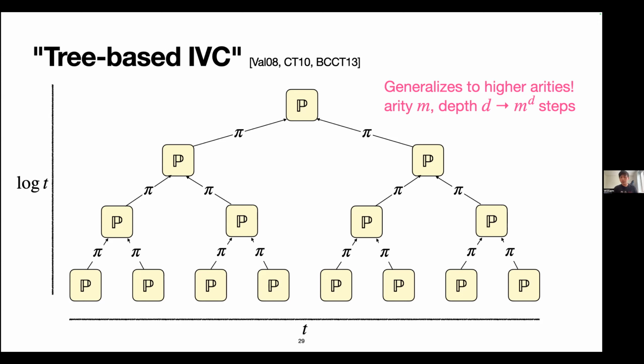And if you have arity m and depth d, then this means that you can prove m to the d steps. Okay. So I call this tree-based IVC, but if you actually look at the literature, there's a more general form of IVC called proof carrying data, or PCD, which is the concept that I'm describing here. But I'll just stick to a high-level overview. And so again, the key point is that the depth is small, and therefore we can instantiate our bounded depth accumulation with that depth, while also being able to prove a bunch of steps.